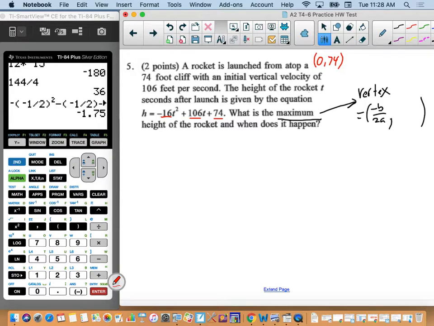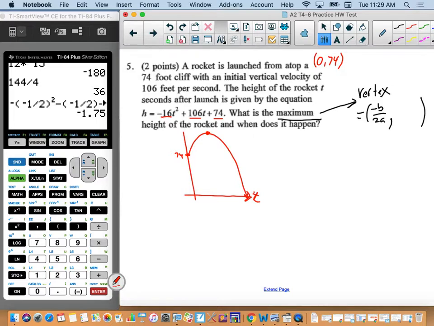So to find the maximum height of the rocket, if you think about what's happening, here's your cliff, or let's say this is our time, so t seconds. It starts at 74, it's going to go up, it's going to come down and hit the ground eventually. We're looking for the maximum height, which is the vertex. So it's just an application of that.